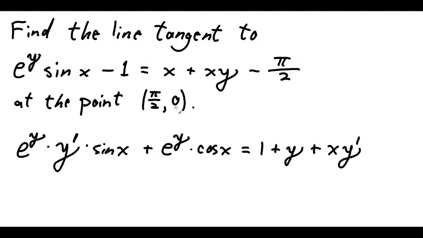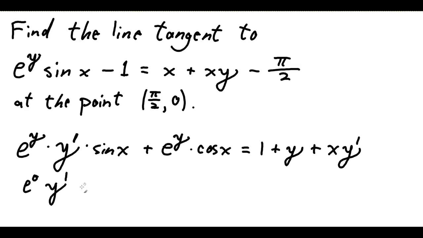Now, we need to know what the derivative is at that point in order to find the slope of the line. But we don't need to know what the derivative is at all of the other points. So now that we have differentiated both sides, and we have an expression relating the derivative to x and y, if all we care about is the derivative at this one point, we can now just go ahead and substitute in for that one point, right?